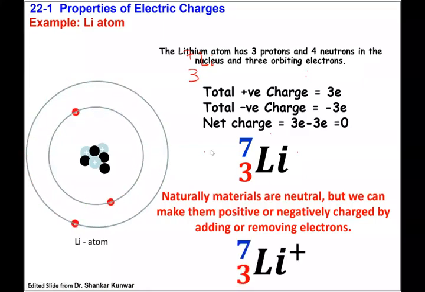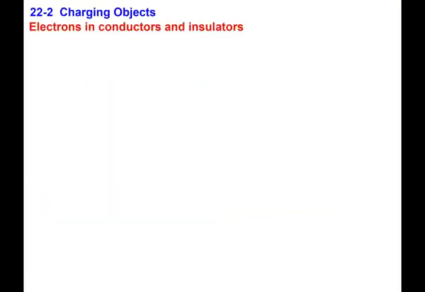Okay, if it loses 1 electron, it will become lithium plus. So it's 7 and 3 to indicate the number of protons and neutrons in the superscript, the number of protons in the subscript, and to the right we can indicate the number of extra electrons or deficiency in electrons.